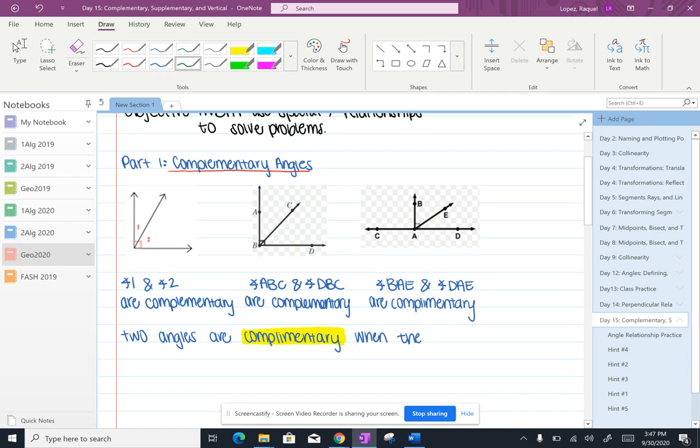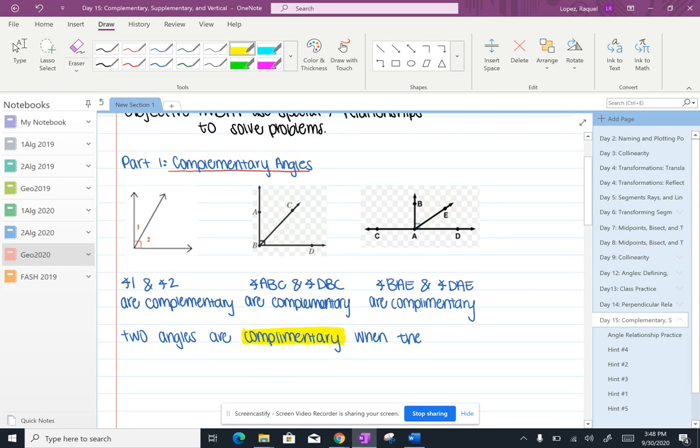So let's take a look at all three of these diagrams. One thing I'd like to point out is that we've got a little box in those diagrams. And if you remember, that box means that those segments are perpendicular, and perpendicular lines create 90-degree angles. So in that first diagram, we say that angle 1 and angle 2 are complementary. In the next diagram, we say that angle ABC and CBD are complementary. And then in the last one, we say that angle BAE and EAD are complementary.